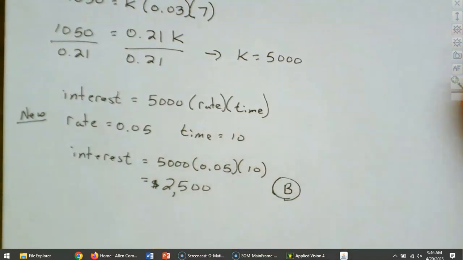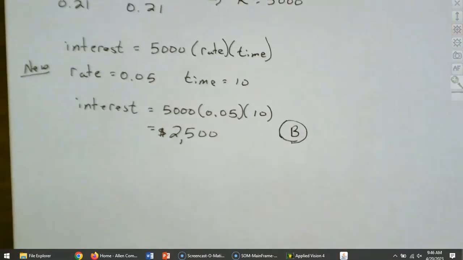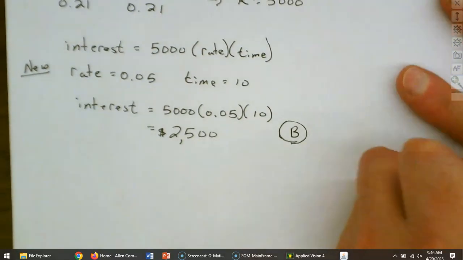Is everyone okay with how I set that up? Joint just means we have multiple variables, so they're always going to be multiplied unless it uses the word inverse. If it says inverse, that means we divide. Otherwise, we multiply. Plug in the values that we were given, find our K, rewrite our formula, plug in the new values, and recalculate, in this case, the interest.